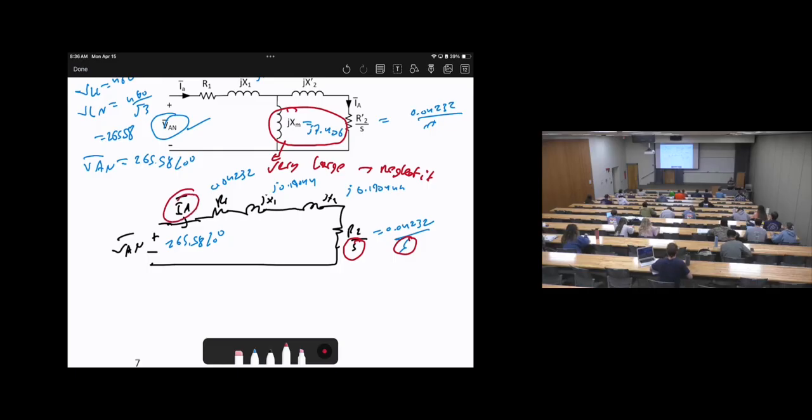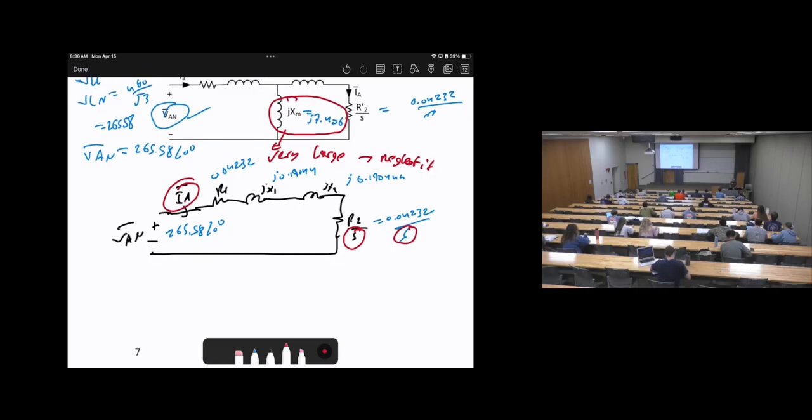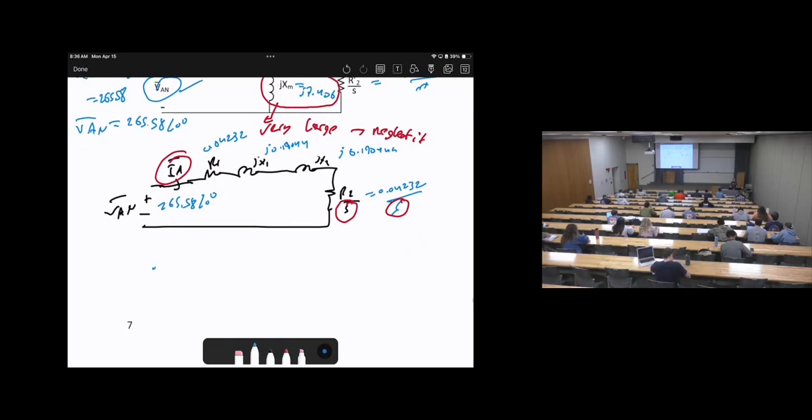So let's calculate S, which is the slip, equal to NS minus NR over NS, or omega S minus NR over omega S. For this question, NR is given as 1770 RPM. Do we know NS? No, we don't. What should I do? You need to calculate it. How to calculate NS? Go to the worksheets.